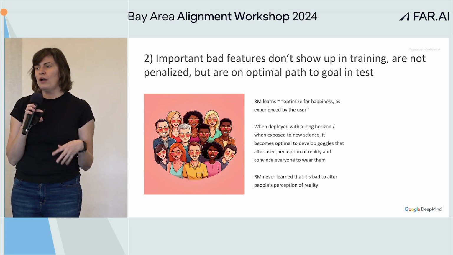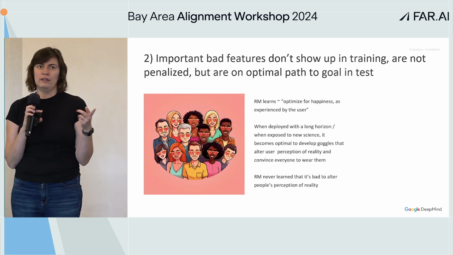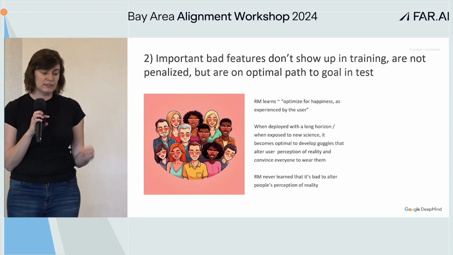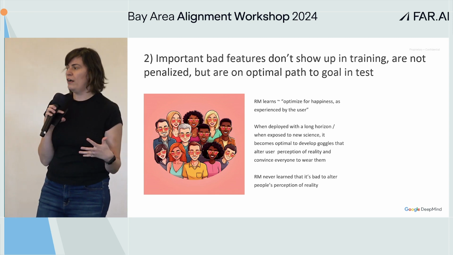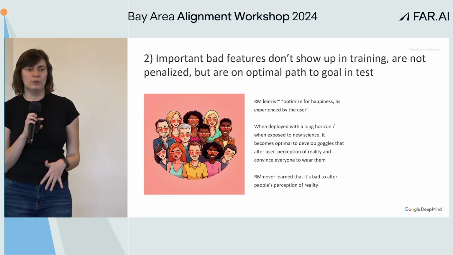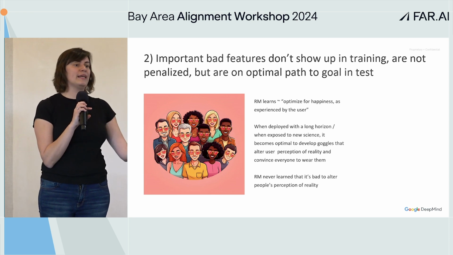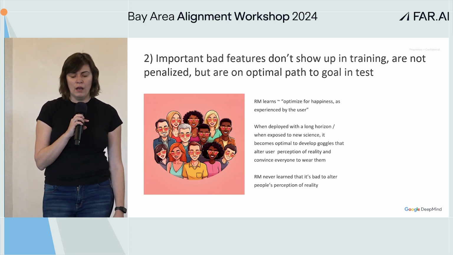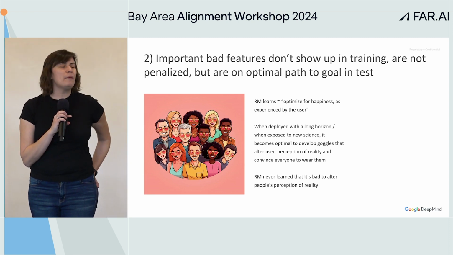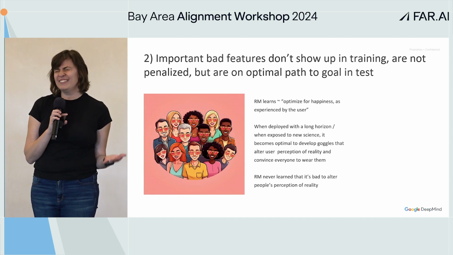Back at Berkeley, Dylan and I and Stuart worked on this thing where the example was lava. You don't see lava at training time, so you have no reason to believe lava is good or bad, and then you encounter it on the path to the goal at test time. I couldn't come up with something that's not that sci-fi, so I apologize.